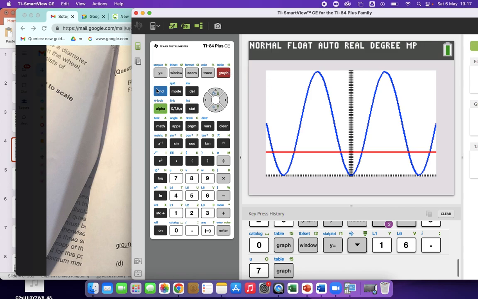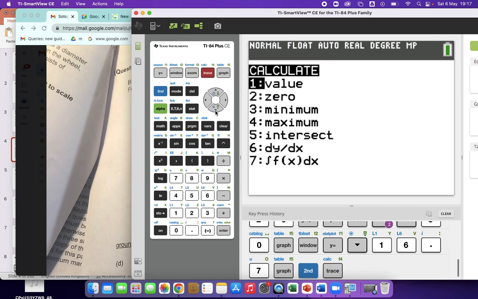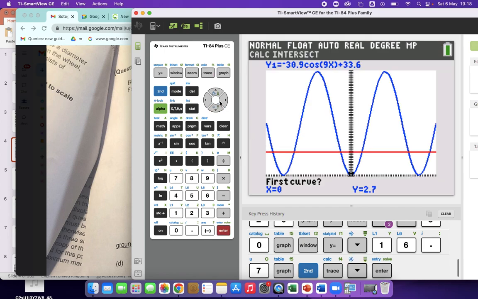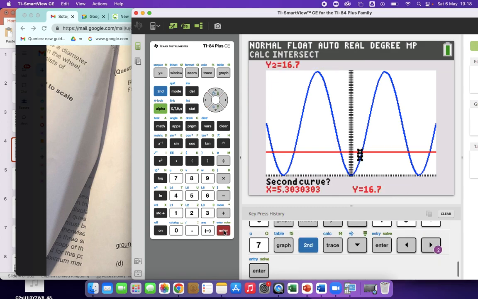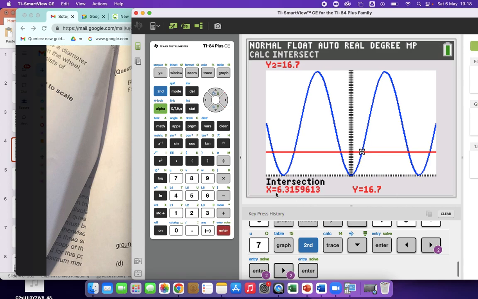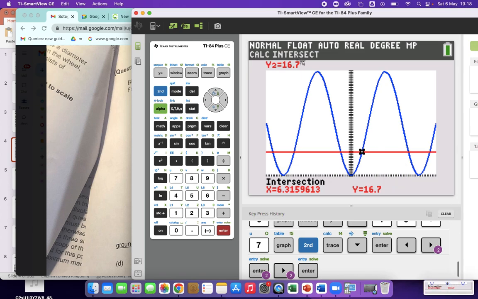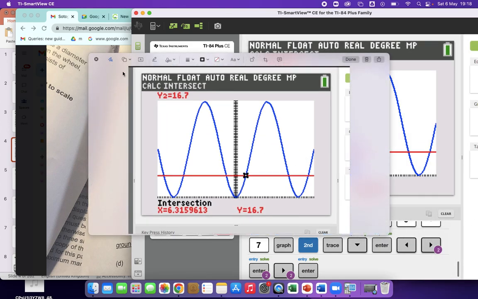So I'm going to see where these graphs intersect. So we're going to press second calc. We're going to press number 5, and we're going to see where these two graphs intersect. It'll automatically jump from the first curve to the second curve and then on to the intersection. It intersects at 6.315. And remember, this is in seconds now, because the whole revolution happens in 40 seconds. So I am going to screenshot this for later. And let's see if we can remember this, 6.31.